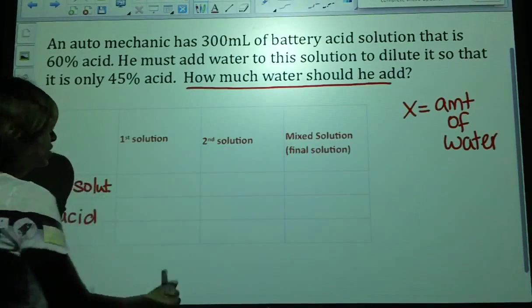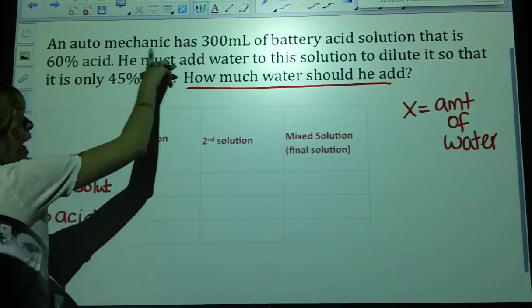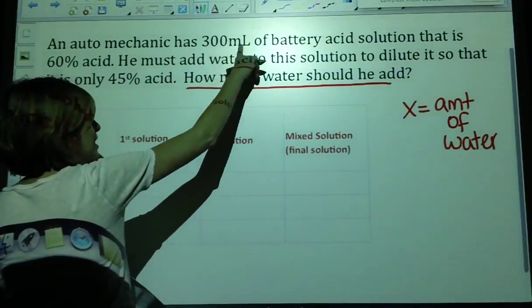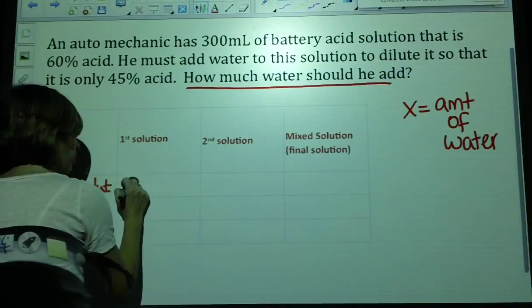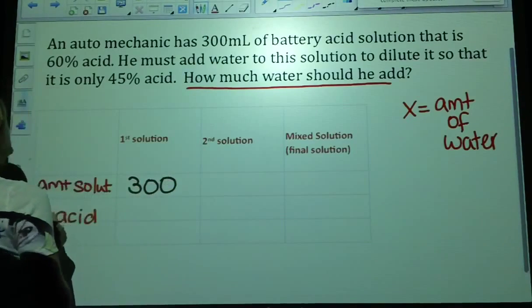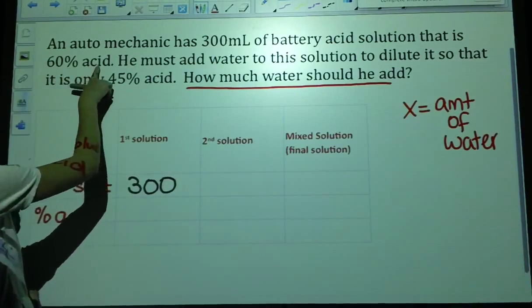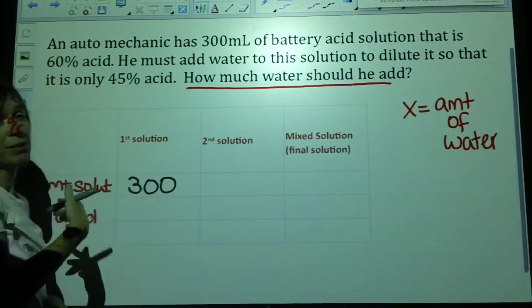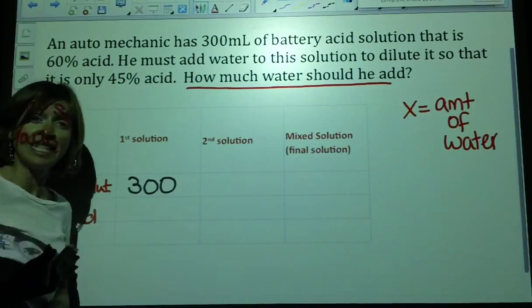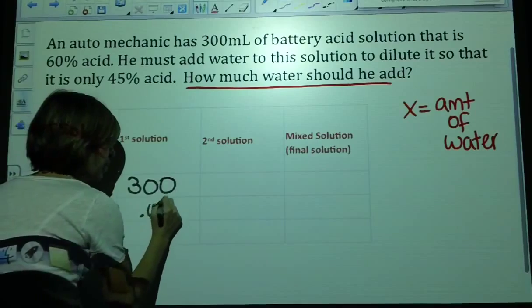Okay? All right, so let's look at the first solution. He's got this battery acid, he's got 300 mLs of it. So I'm going to put 300. And it is 60% acid. Now, 60%, I'm not going to write as 60%, I'm going to write that as a decimal, so 0.60.